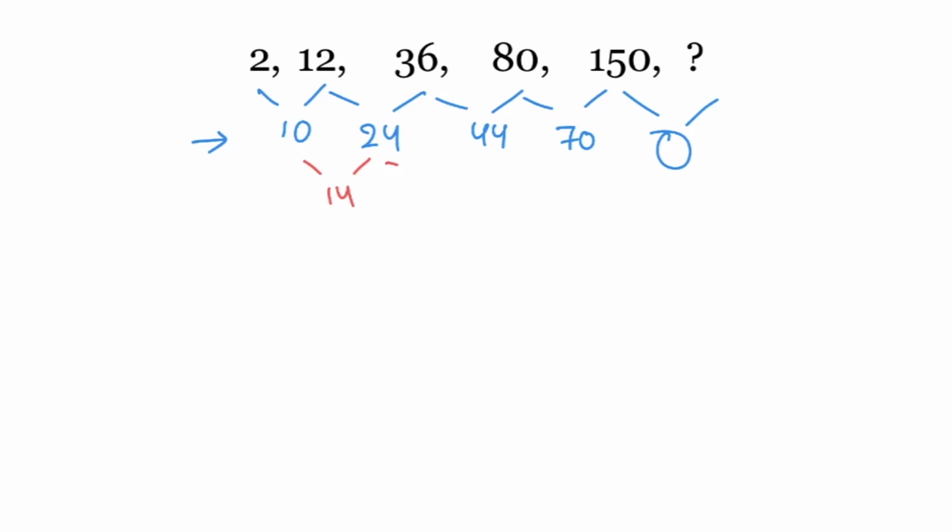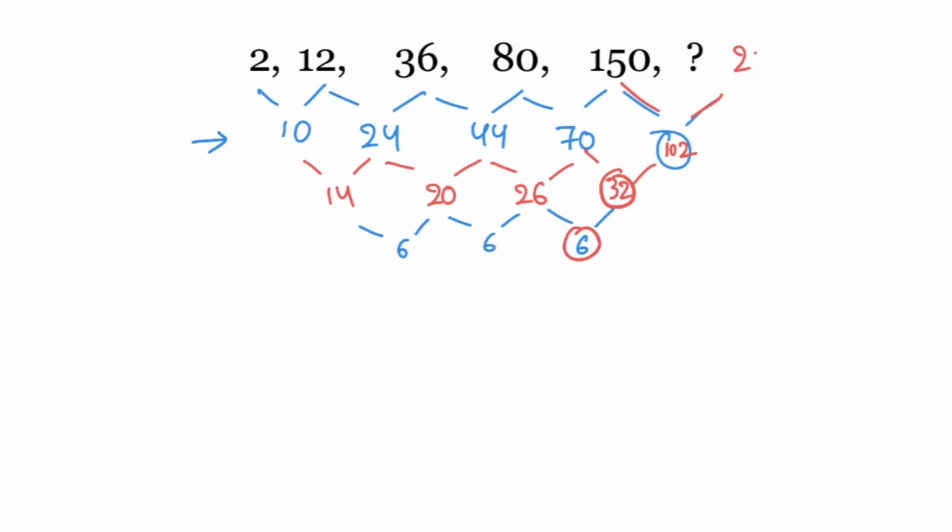10 plus 14 is 24. 24 plus 20 is 44. 44 plus 26 is 70. 14 plus 6 is 20. 20 plus 6 is 26. So possibly next difference is 26 plus 6. What is 26 plus 6? 32. 70 plus 32 is 102. 150 plus 102 is 252. Answer is 252. If you find differences, you can find the answer.